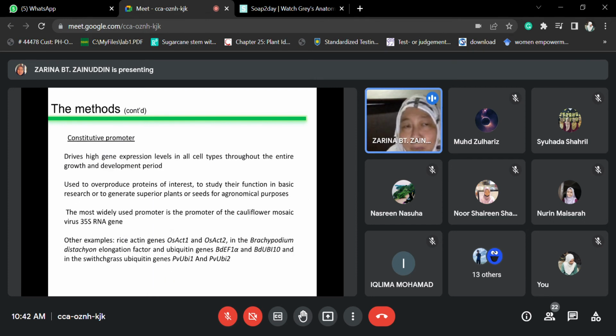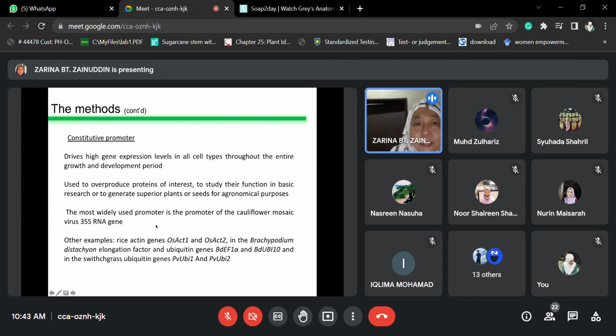Okay, the second type of promoter, what we call as constitutive promoter. This promoter akan drive high expression level in all cell types throughout the entire growth and development period. So kalau you nak, bila you transform dalam plant, gene A ni, for example, insulin gene, you nak insulin gene diproduce dalam plant dengan banyak. So we use constitutive promoter because this type of promoter akan overproduce protein of interest. If you want to study function of gene also, you can use a constitutive promoter.